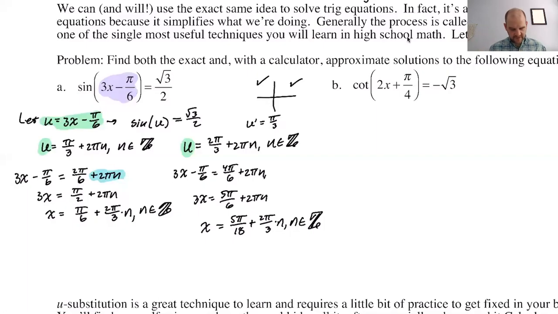All right, we're back. We're still on page 80 of math analysis. We are solving trig equations. I said we are going to start this video by checking the answers that we got to part A here last time. So if you recall, we did a u substitution.